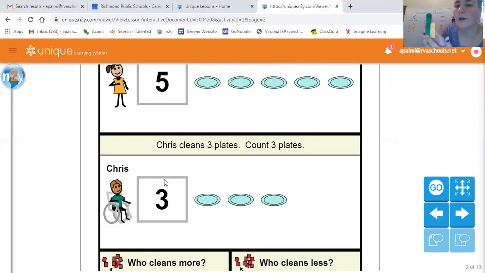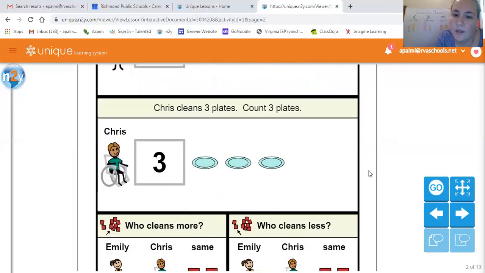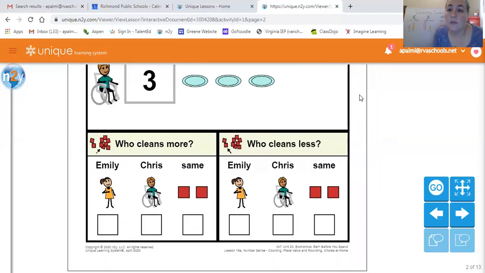Yeah, the green color has more blocks. There's more plates or more cookies. So Emily was the one that we used our green for. So let's go down and see the question. It says, who cleans more? So who had more plates? Well, we said that the green of Emily is more. So we're going to click on Emily's name for more.